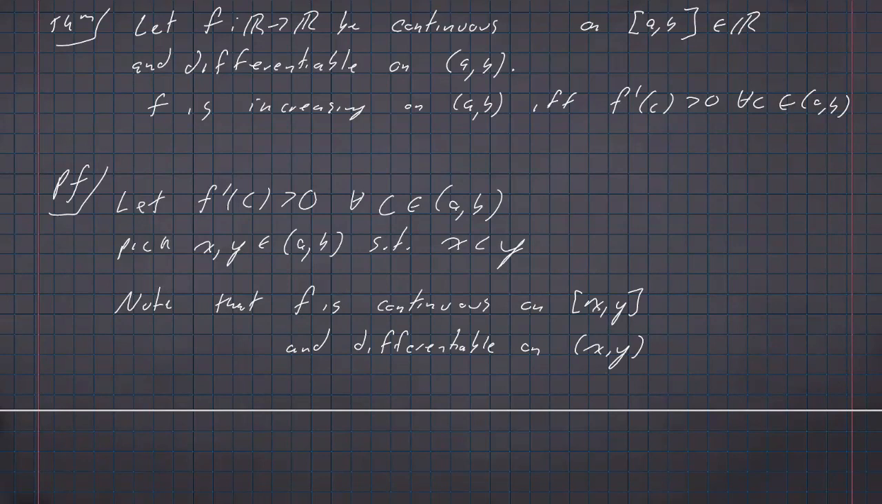And I want to make a note that f is continuous on the closed interval from x to y and differentiable on the open interval from x to y. The reason for that is very simply, xy is a subset of AB, and our theorem stated that f was continuous on AB and differentiable on the open interval AB. So because we have that, we can be assured here that when we take a smaller interval, we also have the same result.